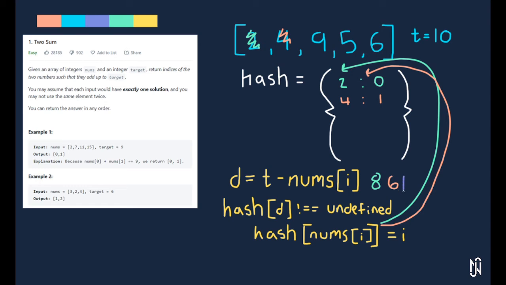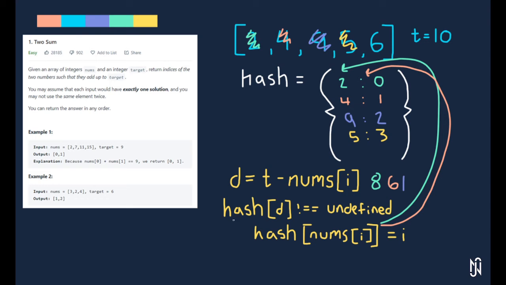Difference is equal to 1. Does 1 exist in our hash? It does not. So we're going to add 9 with its indice of 2. Then we want to move on to 5. We're going to check if 5 exists in the hash. It does not, so we're going to add it with its indice of 3. Cross that out. And then lastly, we have 6.